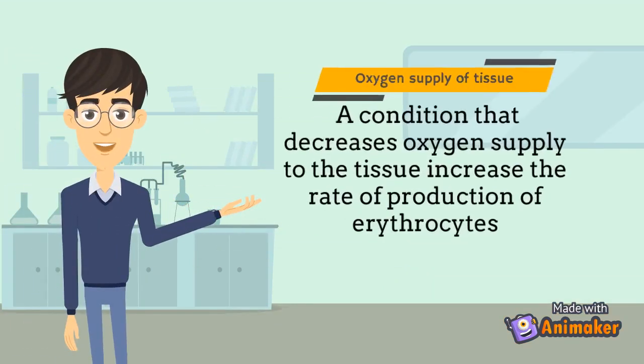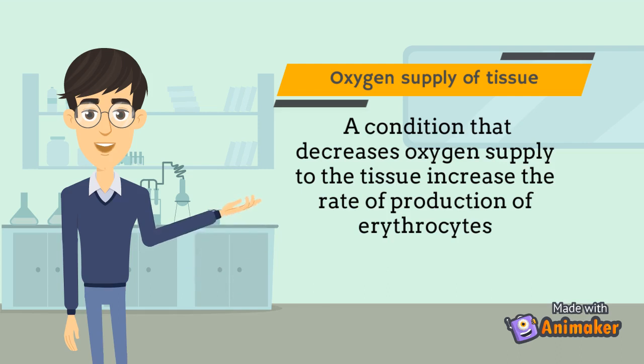Conditions that decrease oxygen supply to the tissues increase the rate of production of erythrocytes, as occurs in situations like being at a high altitude, high oxygen demands among athletes, having a chronic respiratory disease, or the common one, anemia.